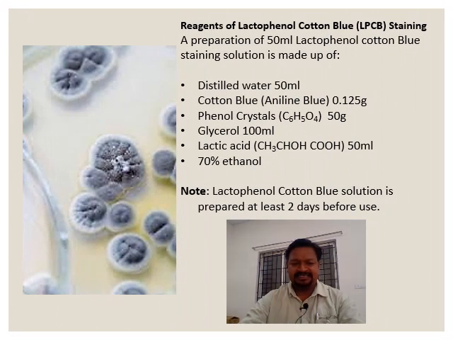For the reagent, to prepare 50 ml of lactophenol cotton blue staining solution: distilled water 50 ml, cotton blue (aniline blue) 0.125 grams, phenol 50 grams, glycerol 100 ml, lactic acid 50 ml, and 70% ethanol. Note that the lactophenol cotton blue solution should be prepared at least 2 days before use.